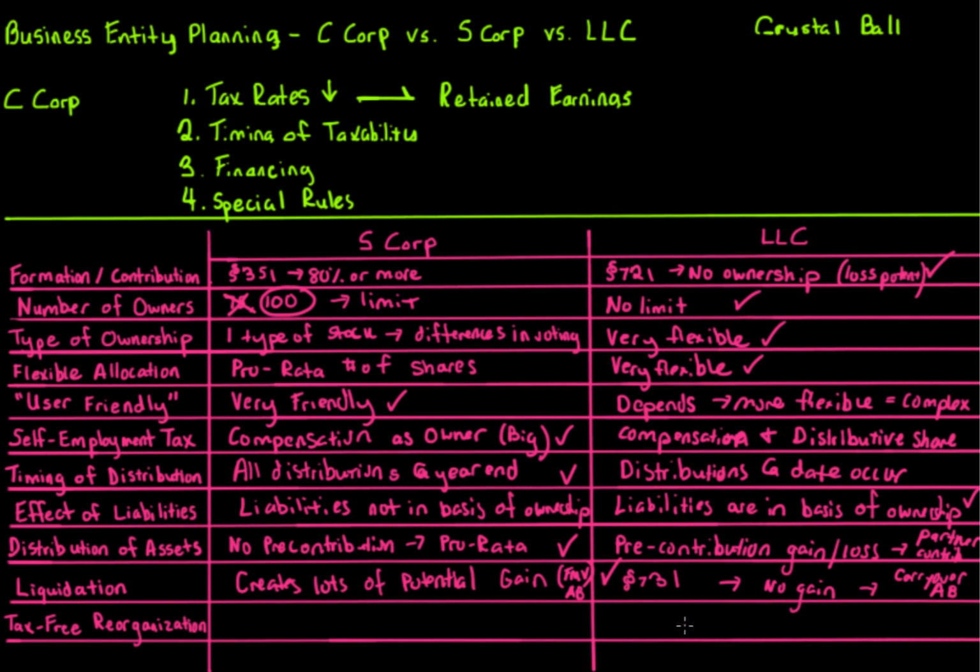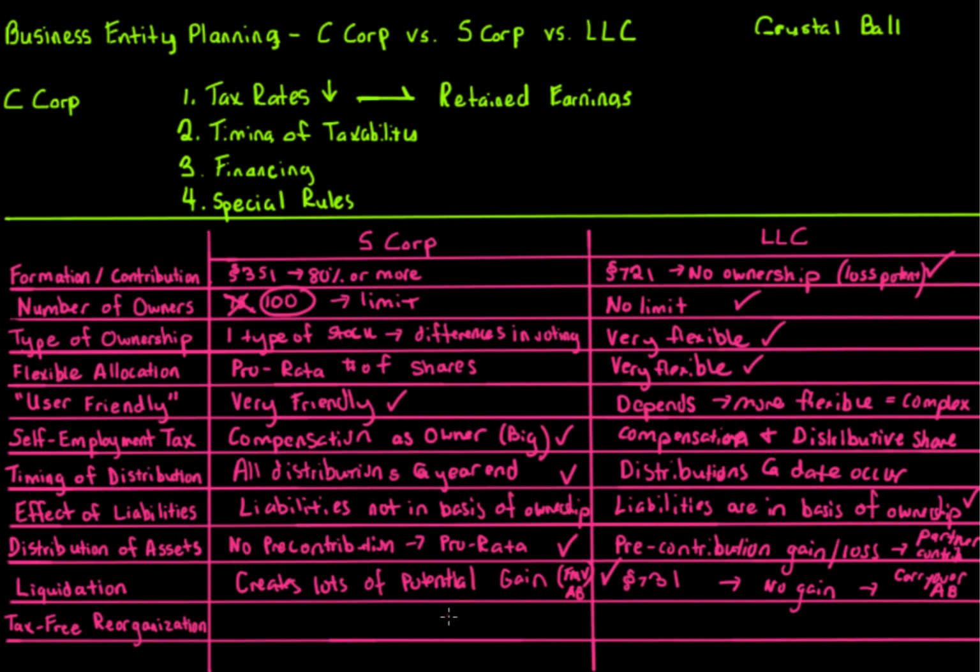All right, so far we have some advantages for S corporations: 1, 2, 3, 4, and we have 1, liquidations benefit, 2, effective liabilities, which is a big one, 3, flexible allocation, 4, type of ownership, 5, no limit, and 6, LLC. So we're 4 to 6, is that what we saw? Yeah, 1, 2, 3, 4, to 1, 2, 3, 4, 5, 6.